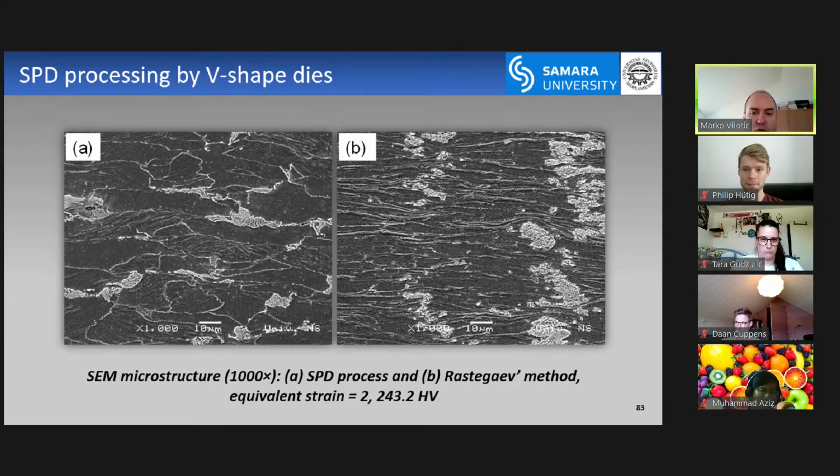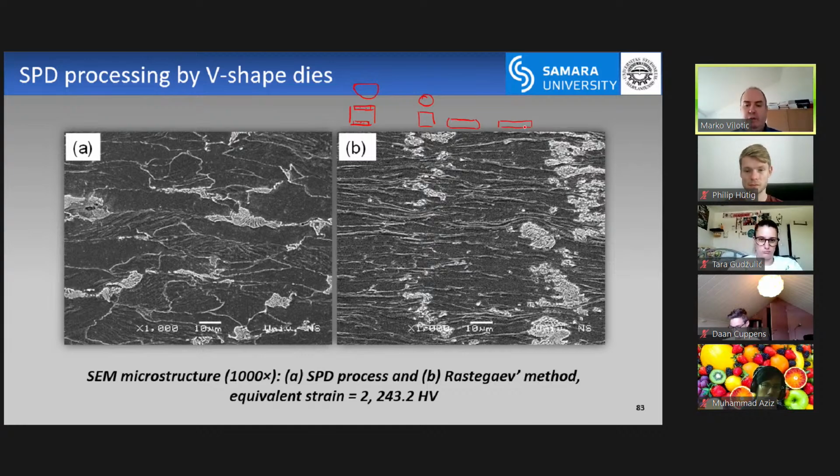This is one very interesting thing to say. I'm not sure if you are familiar with the Rastegaev method. Usually, when you have a cylinder like this, this is the top view, and this is the side view. When you compress it, you get this barreling effect. However, if you make small pockets here and put some lubrication in them and compress it, you get relatively uniform deformation, and you get a uniform microstructure.